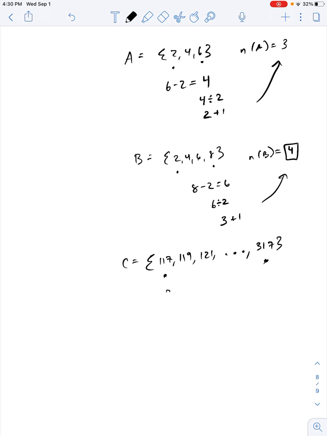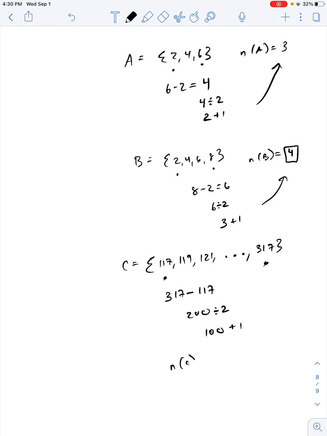Right? So we work with the last number and the first number, and we subtract. We do 317 minus 117. Right? That gives us 200. And once again, because it's not every single number and it's every other one, we divide that by 2. Which gives us 100, and at the very end we add 1. So that tells us that the cardinal number of this one is 101. So some nice examples. Look at problems number 1 through 7 on your homework here.